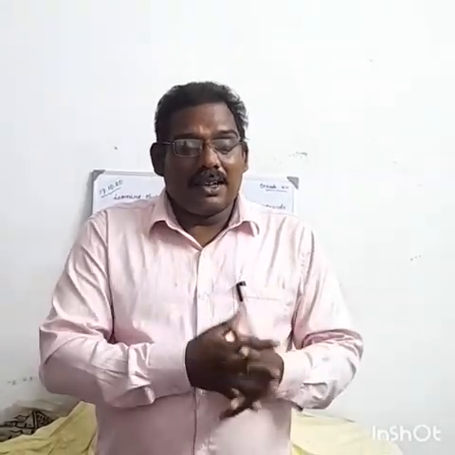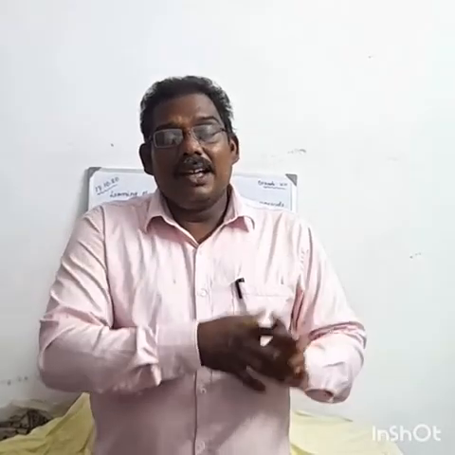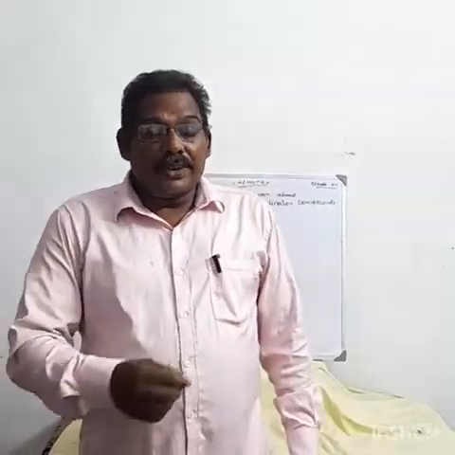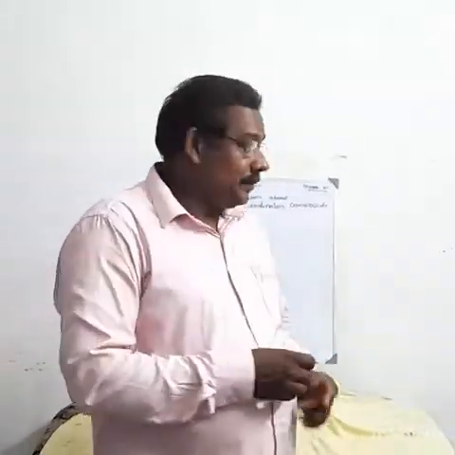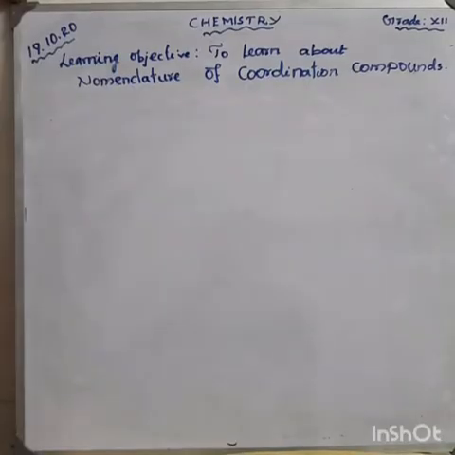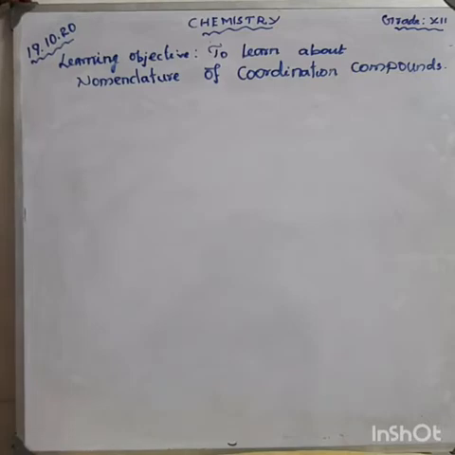So please all of you watch today's video carefully. Please write down the rules for naming the coordination complex. All of you take your notes and listen carefully. The first rule: what is the first rule? If you are naming the complex, first you should start with the cation, the simple cation.